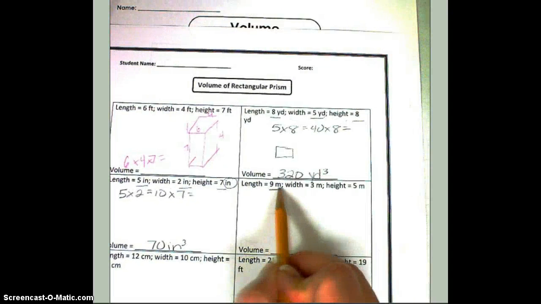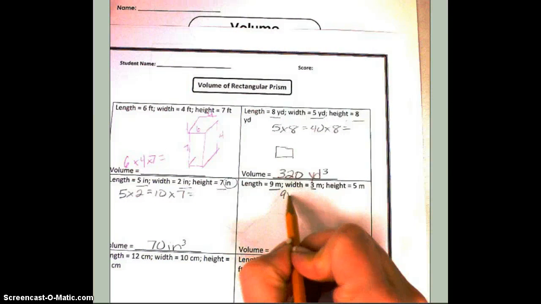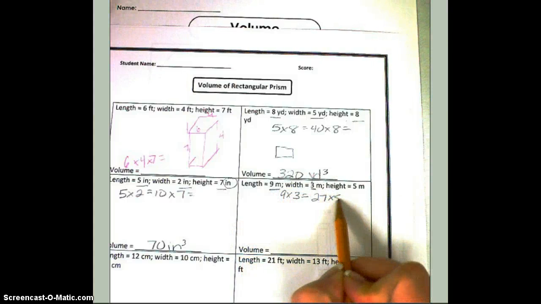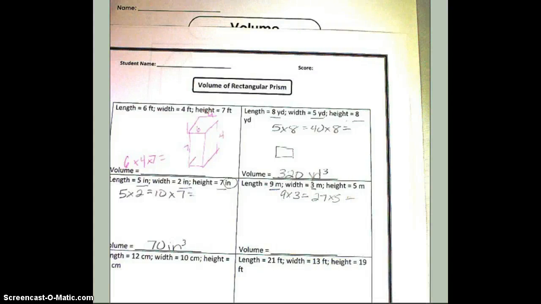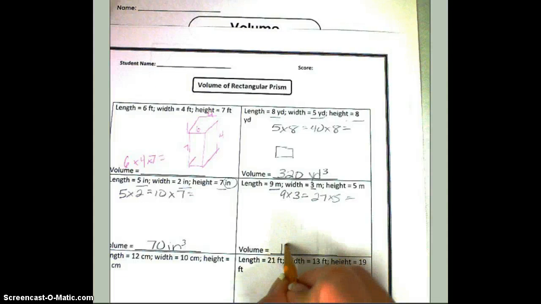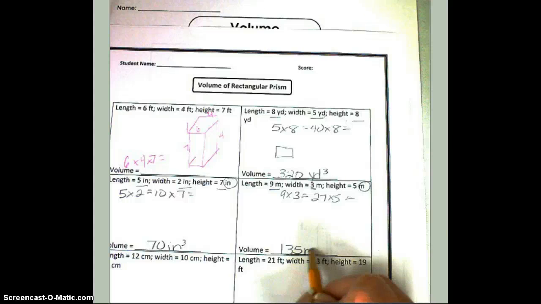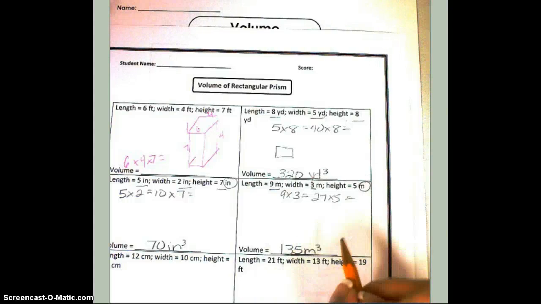This one, we've got 9 times 3, which is 27. And then we've got 27 times 5. I'm going to use my calculator just to make it go faster, and you can too if you want to. That one's 135. And we were measuring in meters, so that will be meters cubed for us.